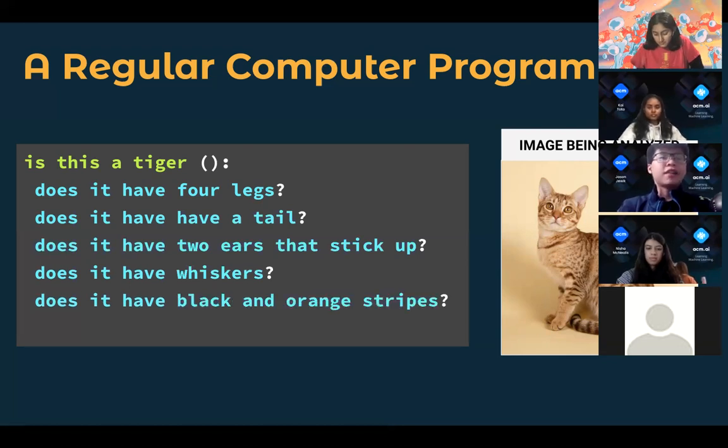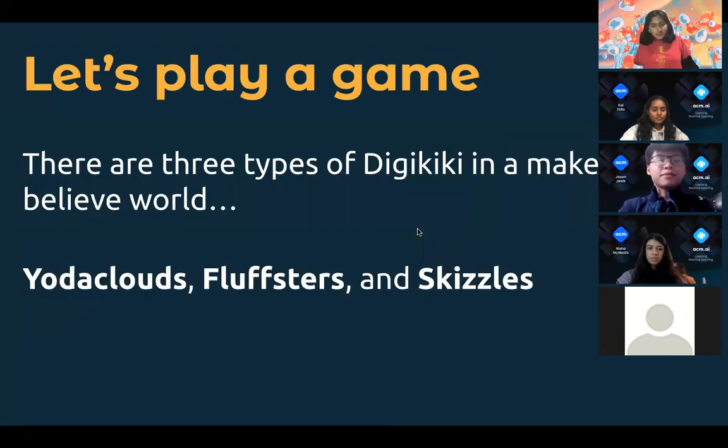And does it have black and orange stripes? Some of you might say that these are actually black dots, but let's say that they're stripes. There's stripes on the tail at least. So it does have black and orange stripes. And the computer program will go, yes, it is a tiger. But you and I both know that if we look at this image, we go, that's not a tiger, that's just a cat.